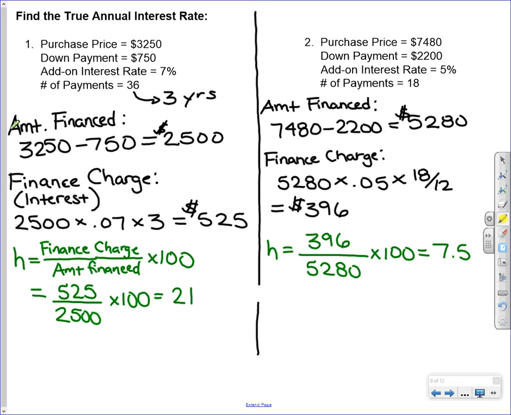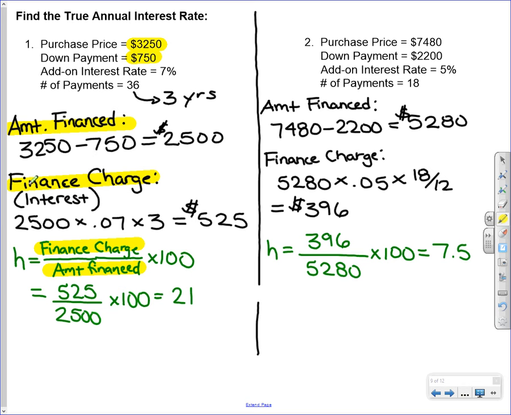So we need to find two things, the amount financed and the finance charge, okay, which remember is the interest. Now, why do we need to find these things? Well, because the formula for H is finance charge divided by the amount financed, right? So those are the two things we need to find. So the amount financed is just the purchase price minus the down payment. Now, if there's no down payment, then your amount financed would just be the total purchase price. But generally, you're going to have a down payment on these problems. So the amount financed would be $32.50 minus $750, which gives us $2,500.